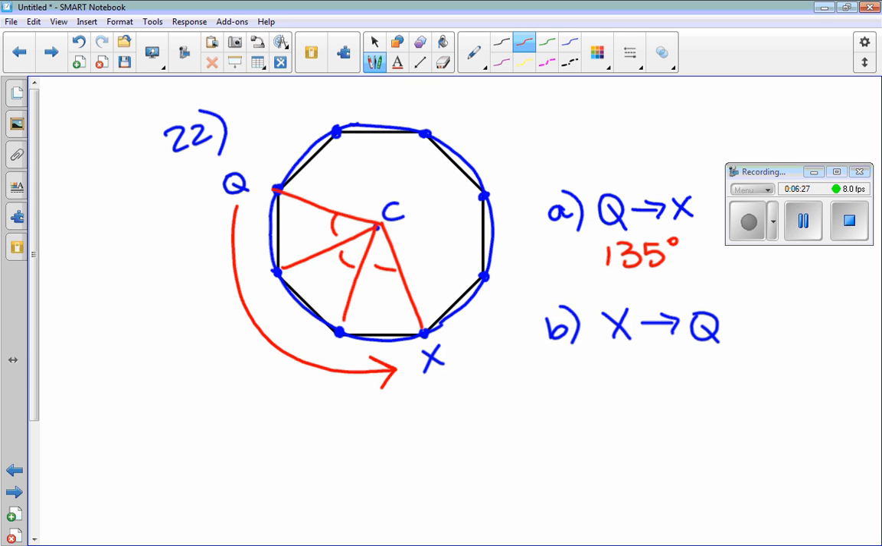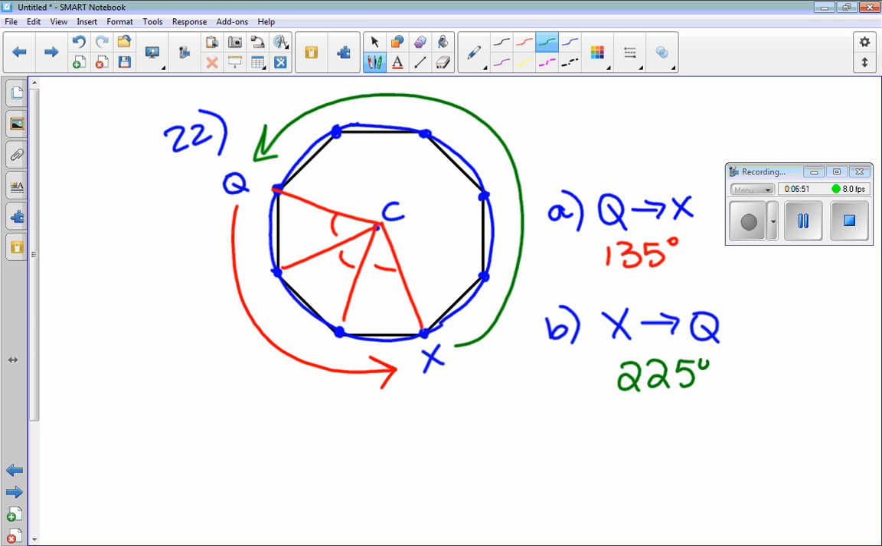Now to get from X to Q, again, we're going in the same direction. We're still going counterclockwise. So we're going to go from X to Q. Well, I don't even have to count because the total should add up to what? 360. So I know that 360 minus 135 was going to be 225. And so that was the one that I graded for extra credit there.